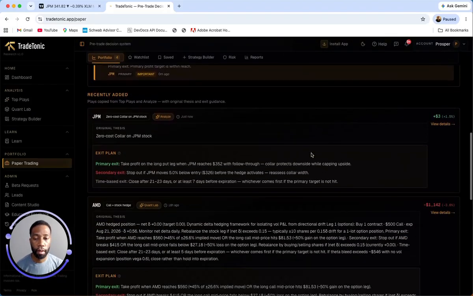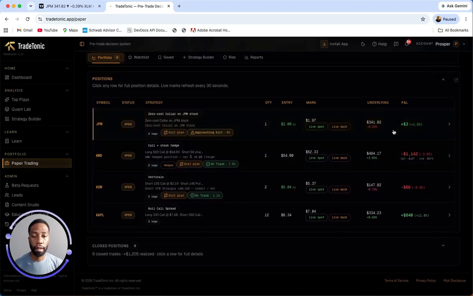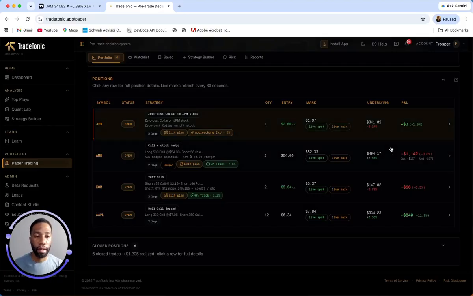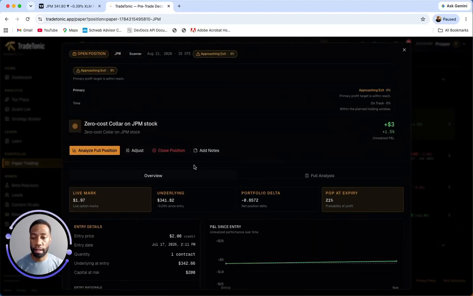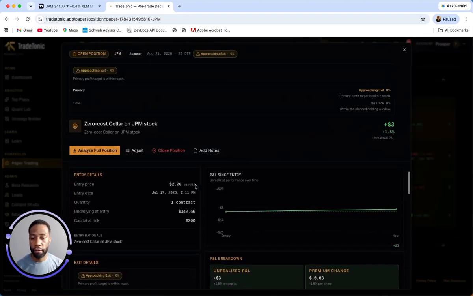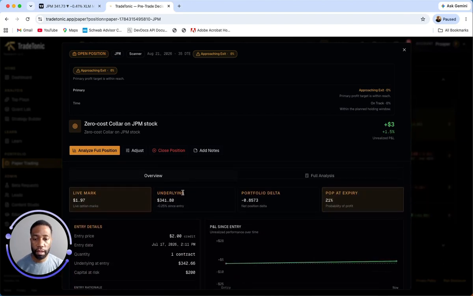Okay, so we have this position on with JP Morgan, right? The zero cost collar. And we see right now, we sold it for $2. The market price is 1.97, right? What we're going to do over the next few days, because this contract doesn't expire until August 21st, so the date to expiration on here is 35 days, we'll watch this. We'll keep an eye on it.